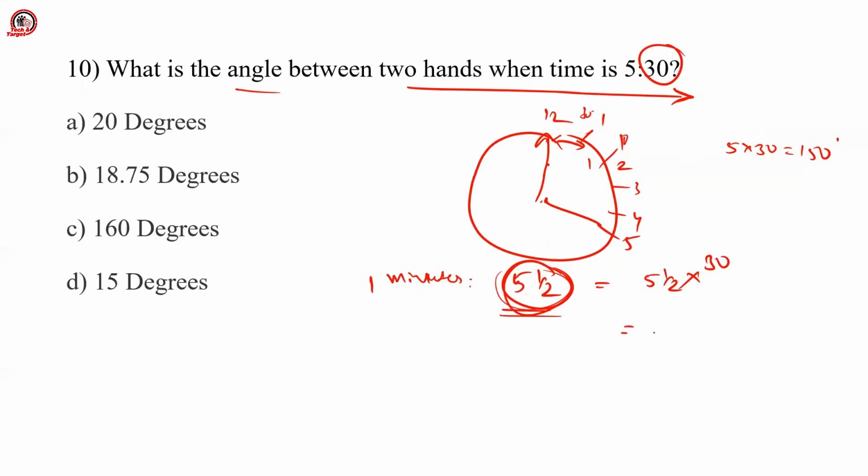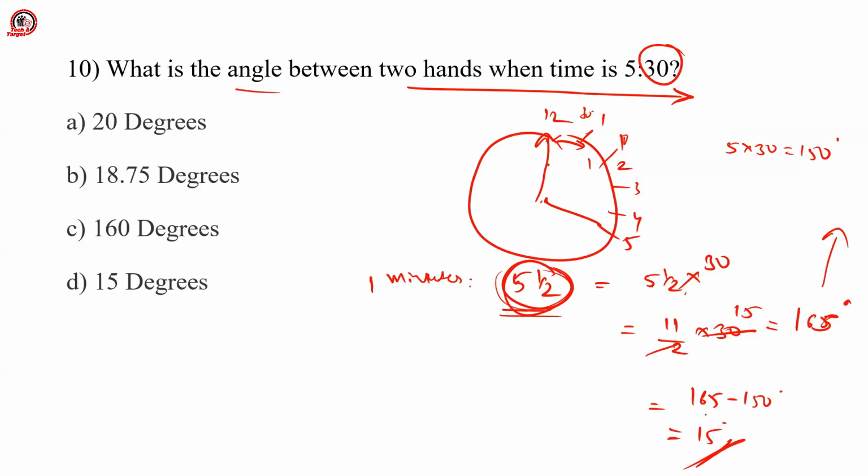So 5.5 into 30. 5.5 means 11 by 2, into 30. So this would be 2 15s, so this is 165 degrees. Now, when you get these two values, you have to just subtract the values and take the absolute value as the solution. So 165 minus 150 degrees, that would be 15 degrees, right? So this is our answer. You can mark option D as the right answer for this question, and you can move on to the next question.